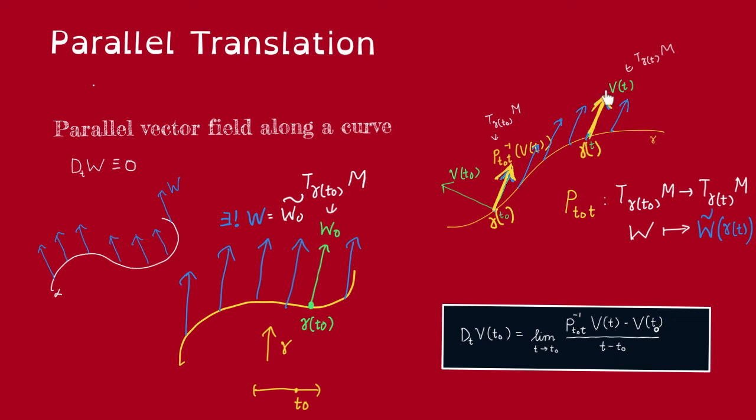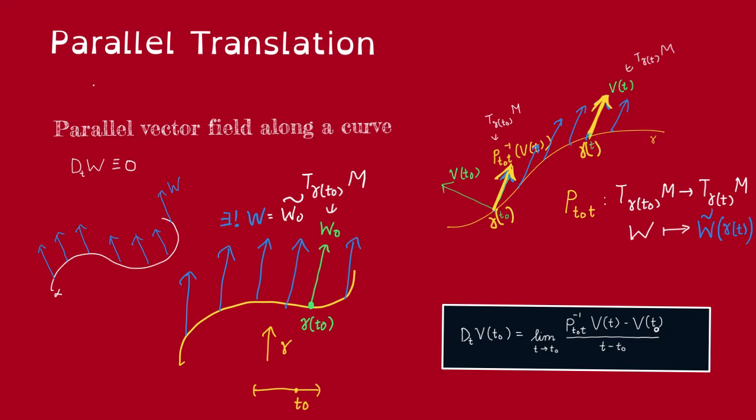The inverse of this map then takes this vector to this vector and puts this in the same tangent space. So we pull these vectors back to the same tangent space and we can take this difference. We form this quotient and the limit gives us the covariant derivative of this vector field along the curve at t naught.